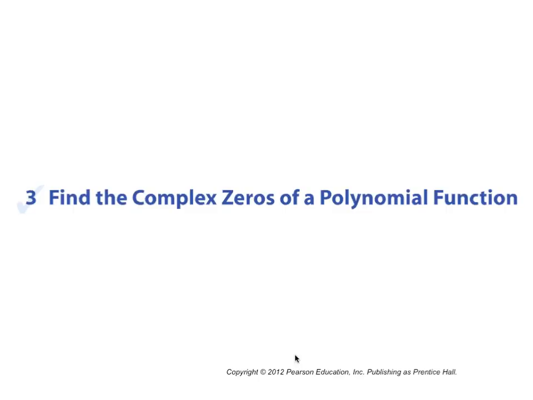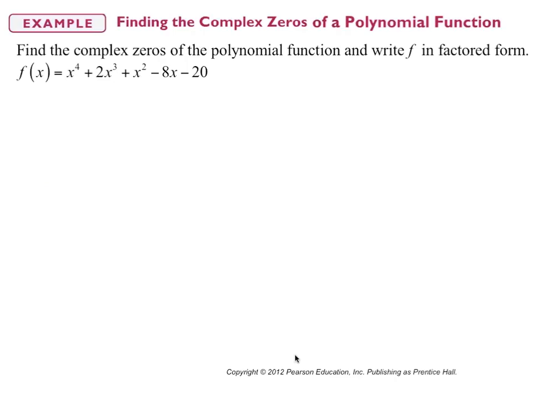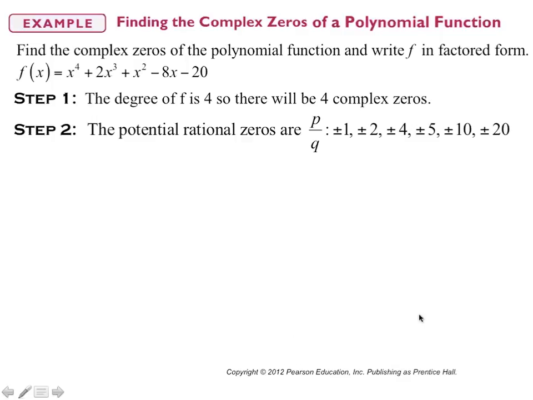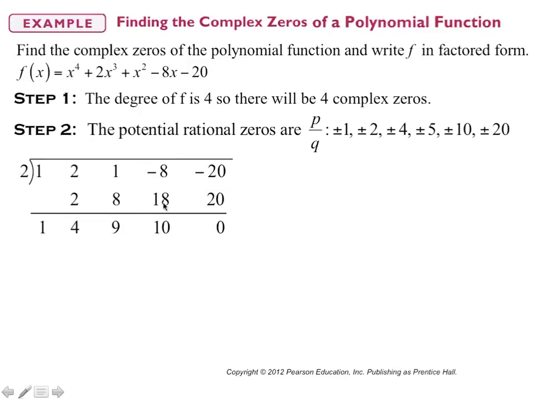The third thing under is finding complex zeros of a polynomial function. So let's say we have something like this, x to the 4th plus 2x cubed plus x squared minus 8x minus 20. So the degree is 4, so we know that we're going to have 4 complex zeros. The potential rational zeros are going to be 1, 2, 4, 5, 10, and 20, because those are the factors of 20 divided by the factors of 1.